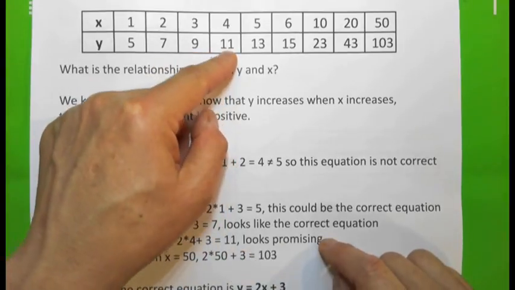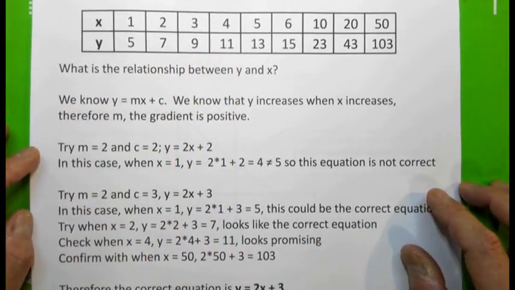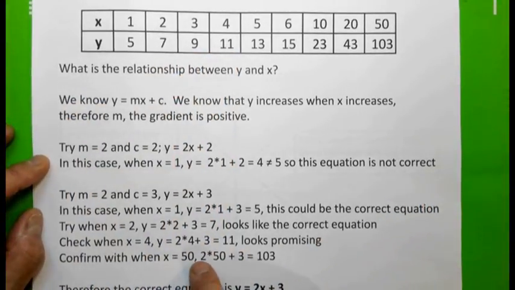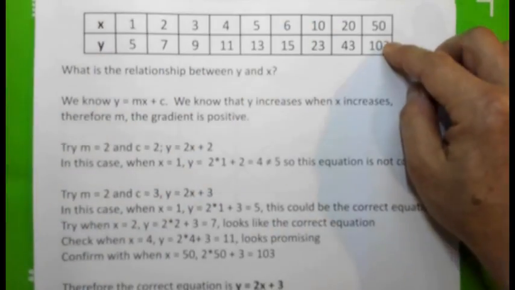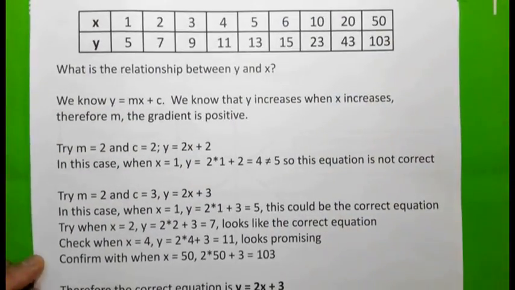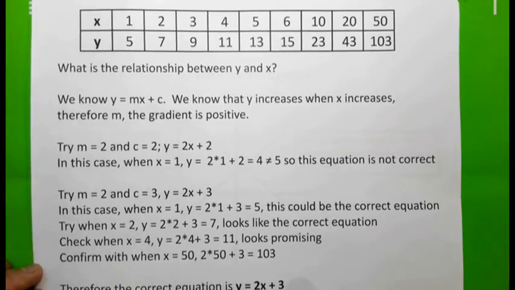So this looks promising. One last check, confirming when x equals 50. We worked out y is 103. Therefore, this is a correct equation. Now, the correct equation is y equals 2x plus 3.